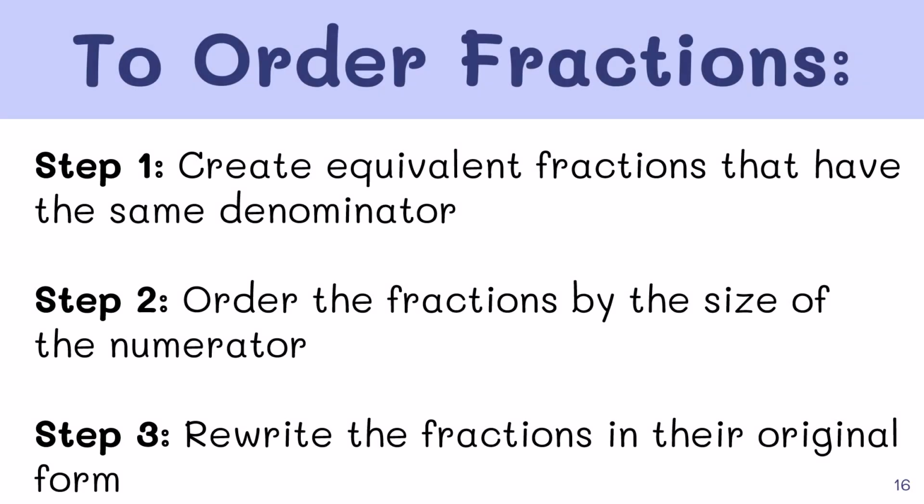Alright, so here is a general set of steps for ordering fractions. Step 1 is to create equivalent fractions that have the same denominator. Step 2 is to order the fractions by the size of the numerator, and then rewrite the fractions in their original form. So you're going to force them to have the same denominator, and then you're going to look at the numerator, and that's going to tell you how to order your fractions, and then you're just going to rewrite them to their original form to get your final answer.